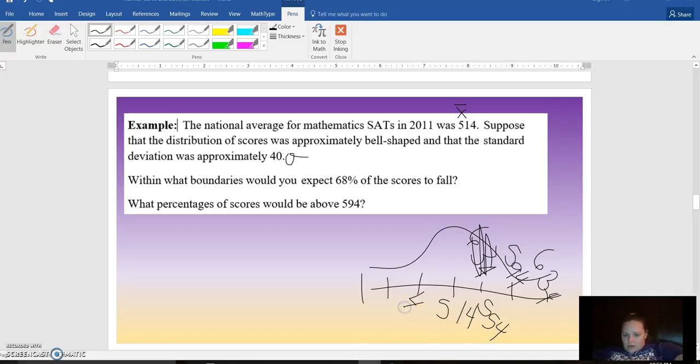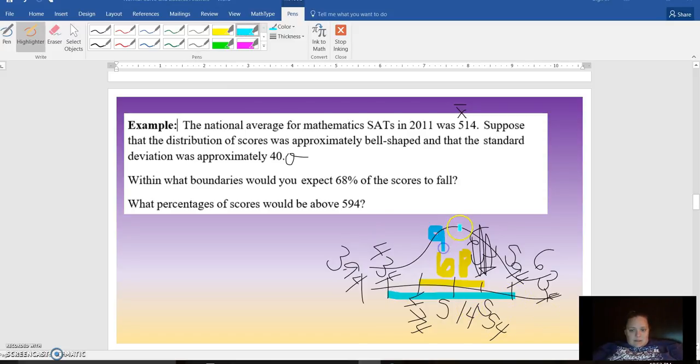I get 474, 434, 394. I added one standard deviation or subtracted it, and did it again, and again. So one standard deviation is 68%. 2 standard deviations is 95%. 3 standard deviations is 99.7%.